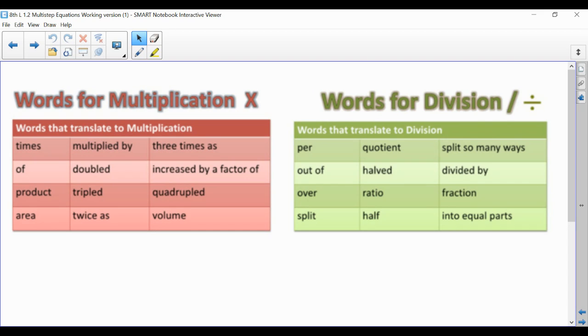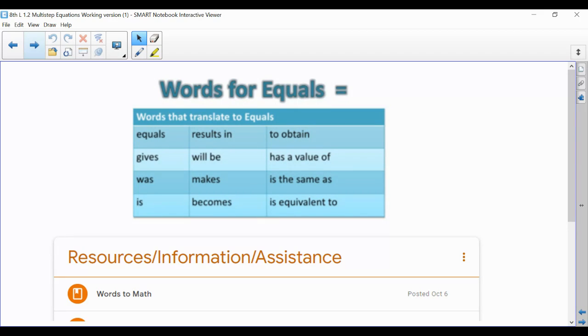Split, divided into equal parts, out of, over, per. Per can also be for multiplication as well. Of is an important one for multiplication. That's what we see with fractions a lot of the time. I also gave you the list of words that show you where the equal sign might go in the equation.